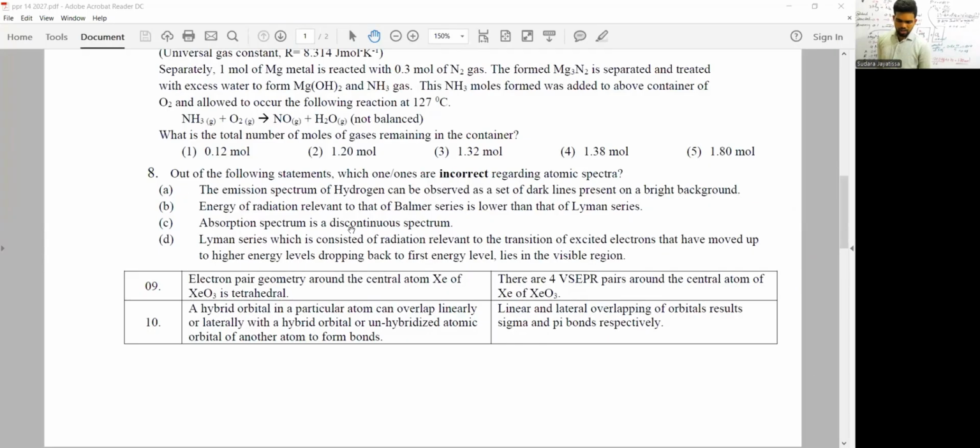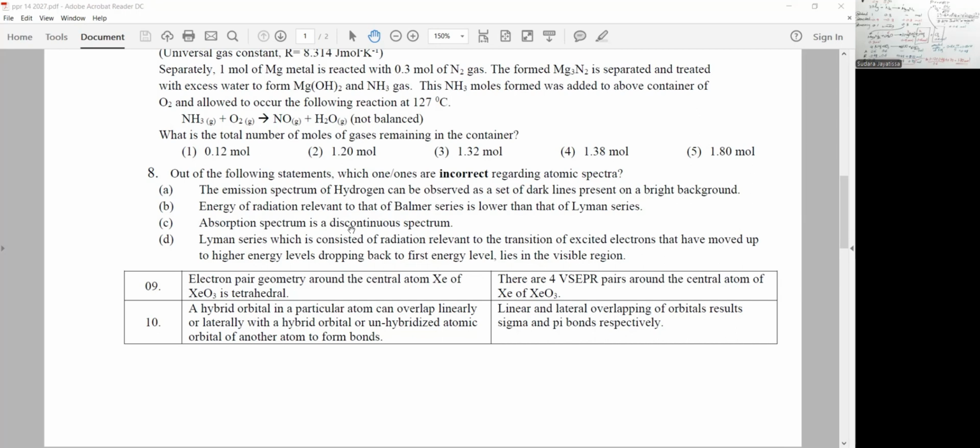8th question. Out of the following statements, which one or ones are incorrect regarding the atomic spectra? Look at the first one. Emission spectrum of hydrogen can be observed as a set of dark lines presenting bright background. No, emission spectrum is the other way. It's incorrect, A is wrong. Emission spectrum you will observe as colorful lines in dark background. What you observe as dark lines in colorful background is not emission, it is absorption spectrum. So this statement A is telling you about absorption spectrum.